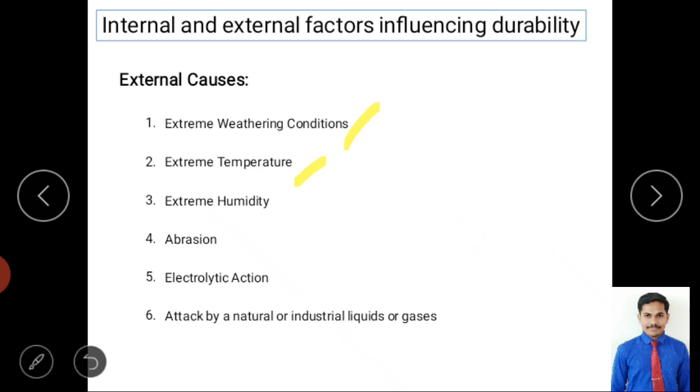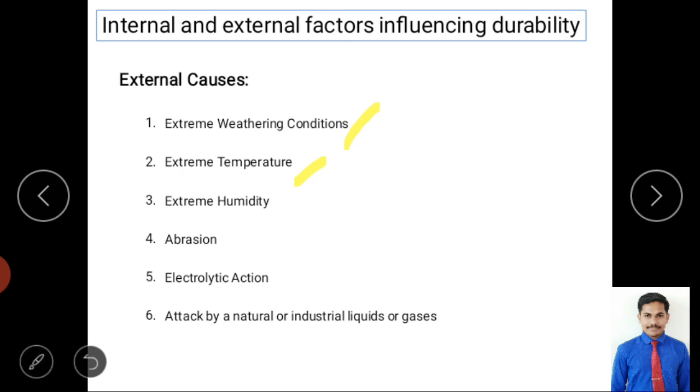Internal means what? Within the structure. External means outside the structure. So next is extreme temperature. I told you, the higher the temperature, the higher the heat of hydration. So when you have higher heat of hydration, definitely it makes cracks on the structure. When we have cracks on the structure, maybe it is what? Plastic cracks or drying cracks. We have studied plastic creeps and drying creeps, right?